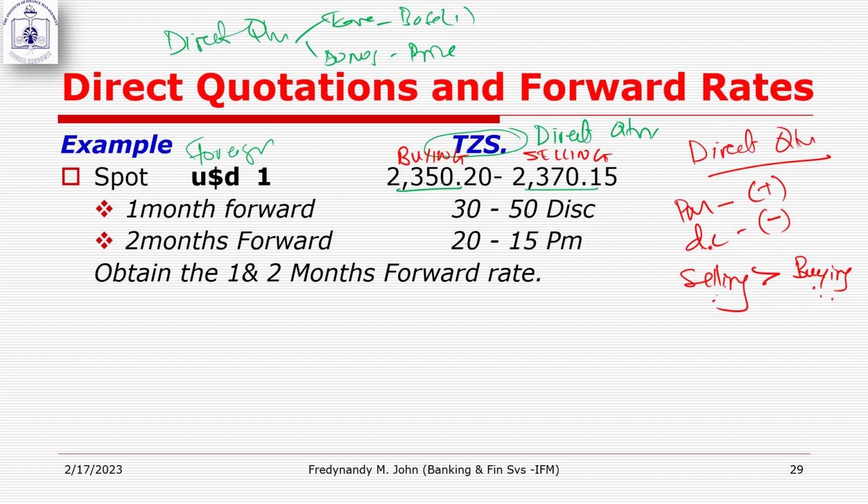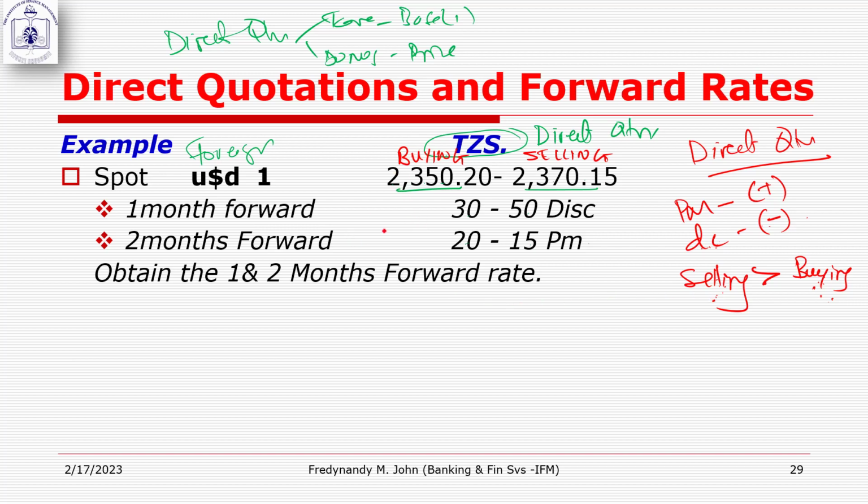And if you're given the discount, remember, discount is supposed to be subtracted. Therefore, to keep the selling rate higher, from it subtract the lowest discount, and the opposite for the buying, so that buying will continue to be low and selling high.